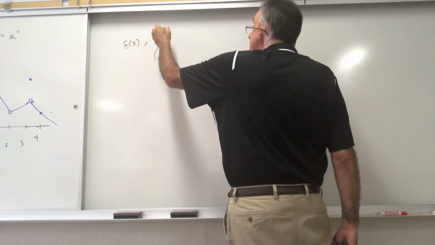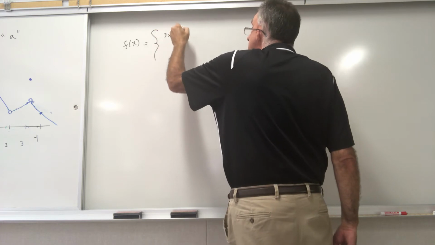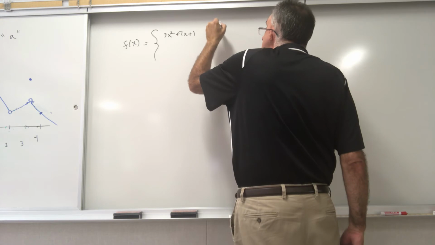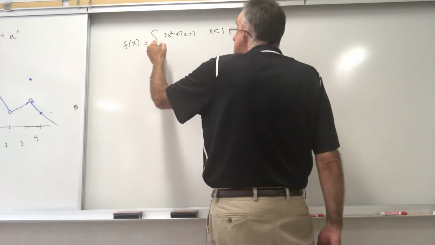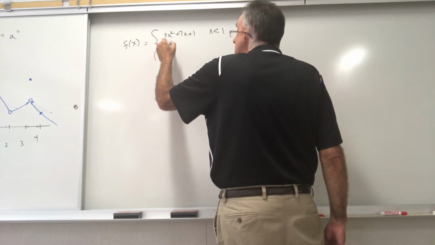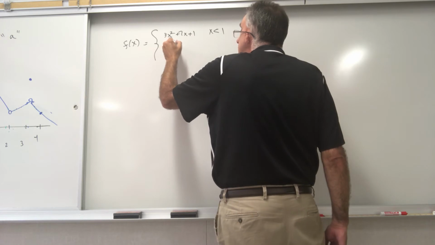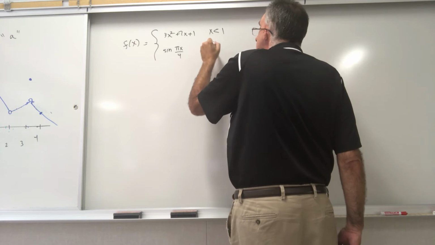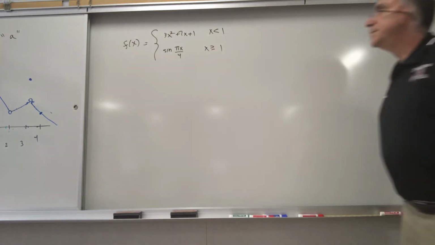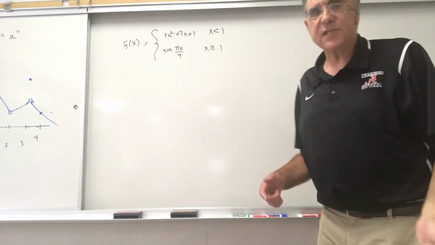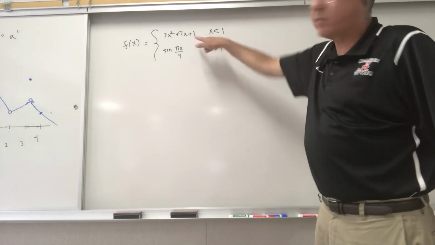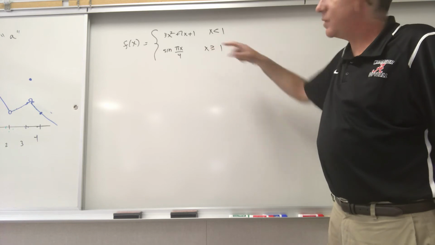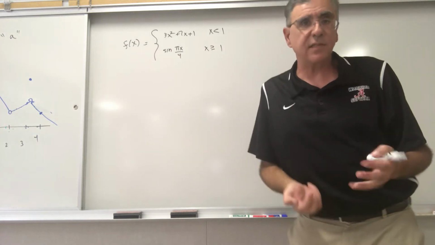So let's say one function was 3x squared plus 7x plus 1 when x is less than 1. And let's say I want to make it the sine of pi x over 4 when x is greater than or equal to 1. This is called a piecewise function. It's got a top piece, which is a parabola, and a bottom piece. We're not going to actually graph it. We're just going to do the continuity.